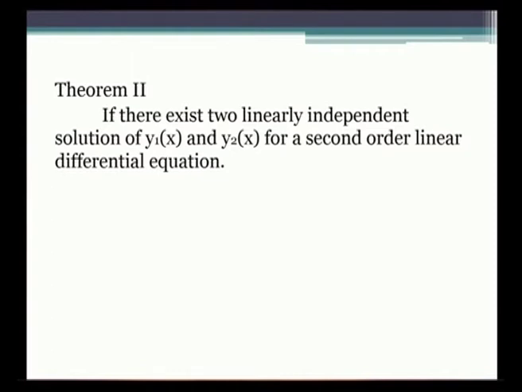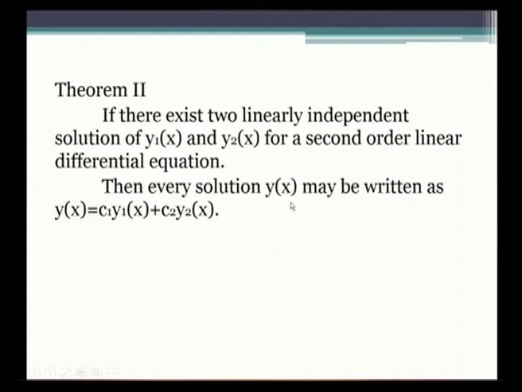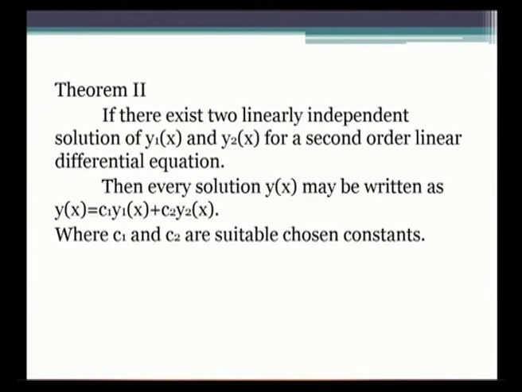That is the condition for linearly independent solutions. So, the second theorem is about the linearly independent solutions. The theorem states that if there exist two linearly independent solutions y1 of x and y2 of x for a second order linear differential equation, then every solution y of x may be written as y of x is equal to C1 y1 of x plus C2 y2 of x, where C1 and C2 are suitably chosen constants. This is the second theorem about solutions.